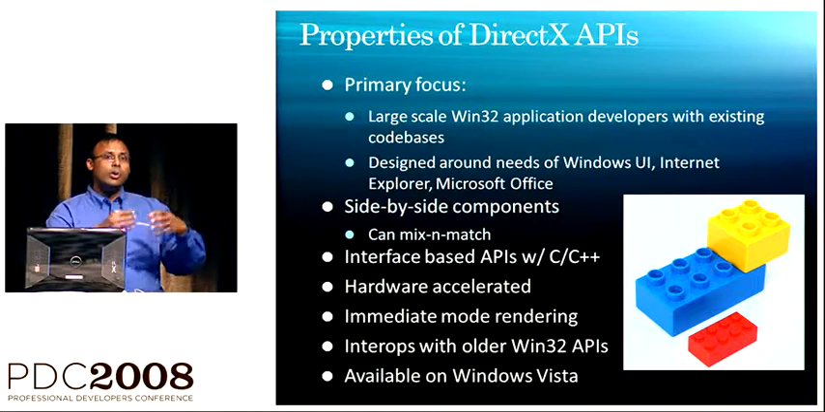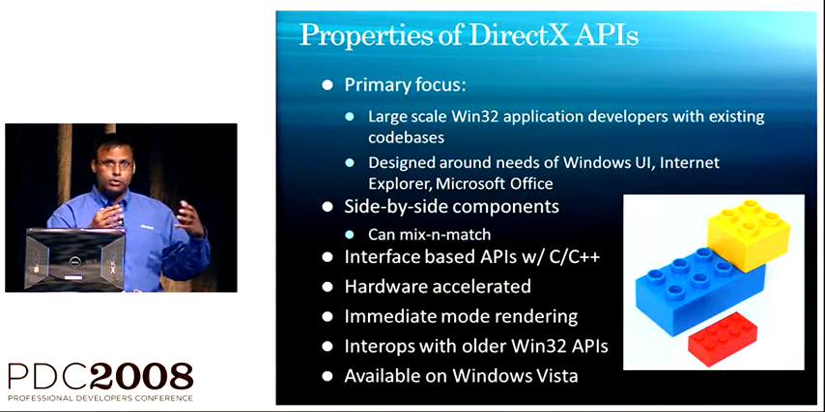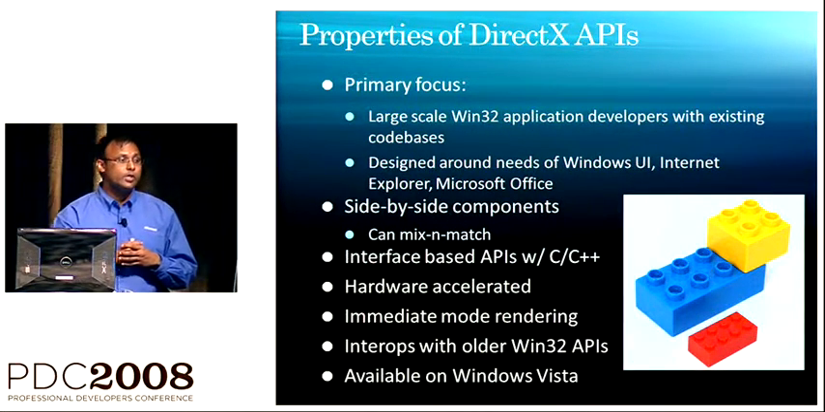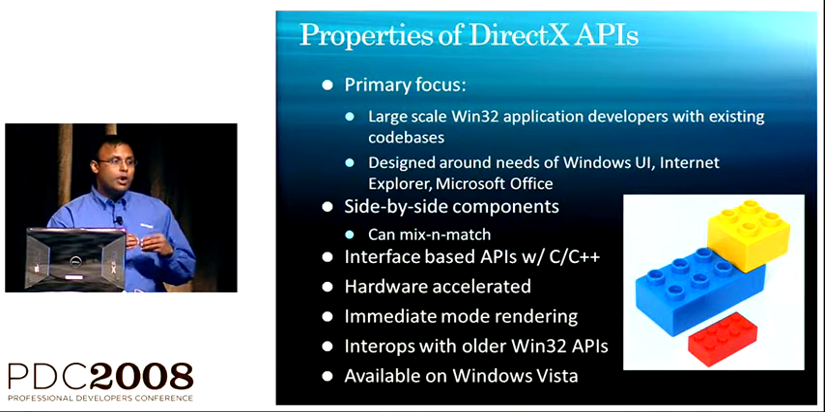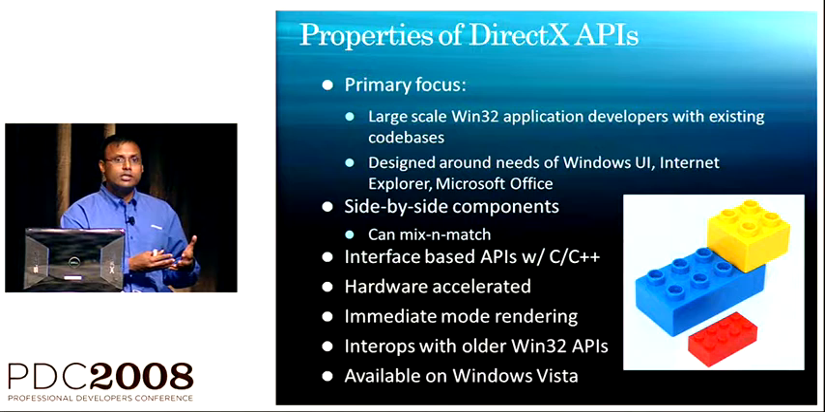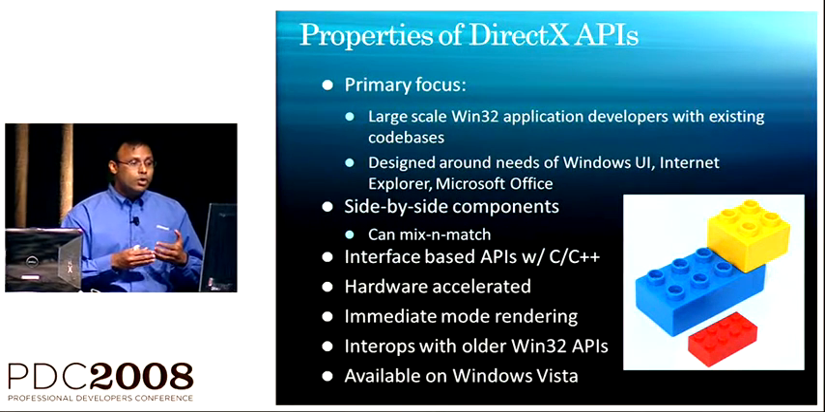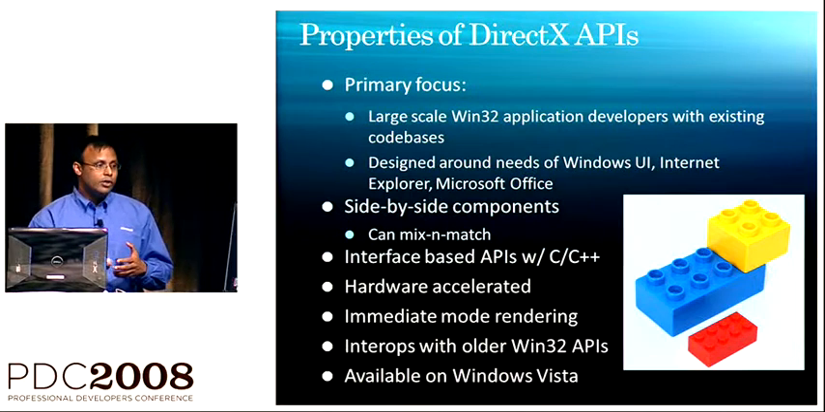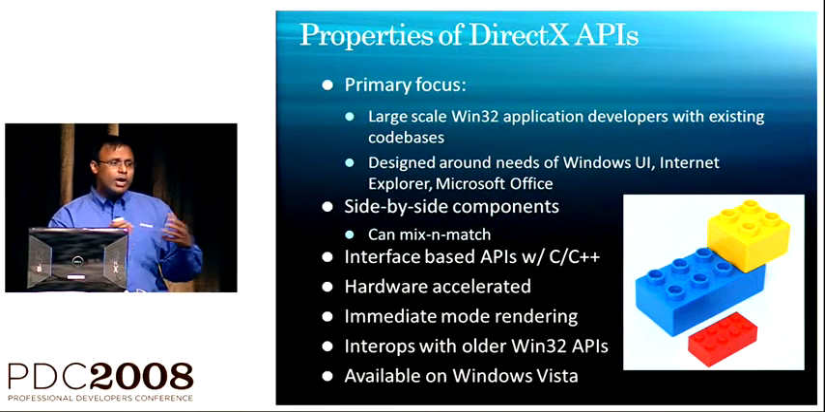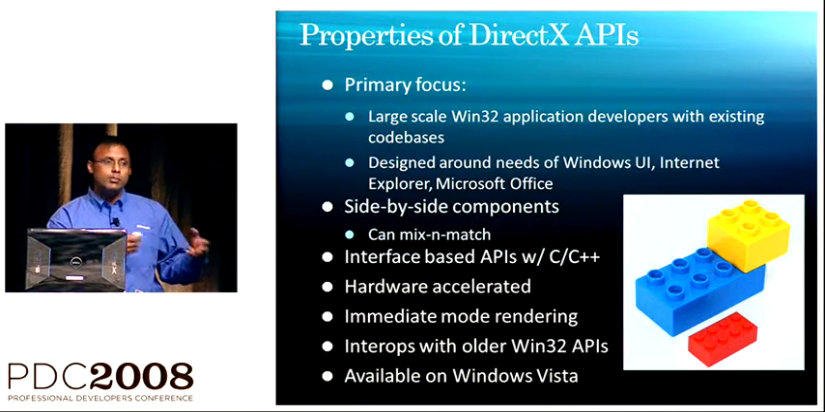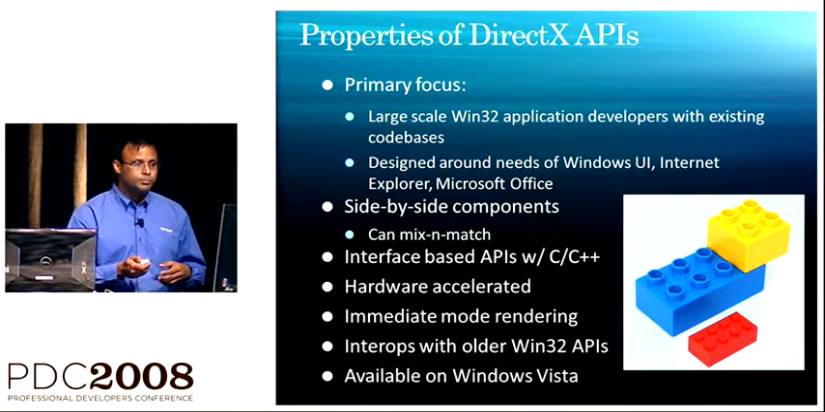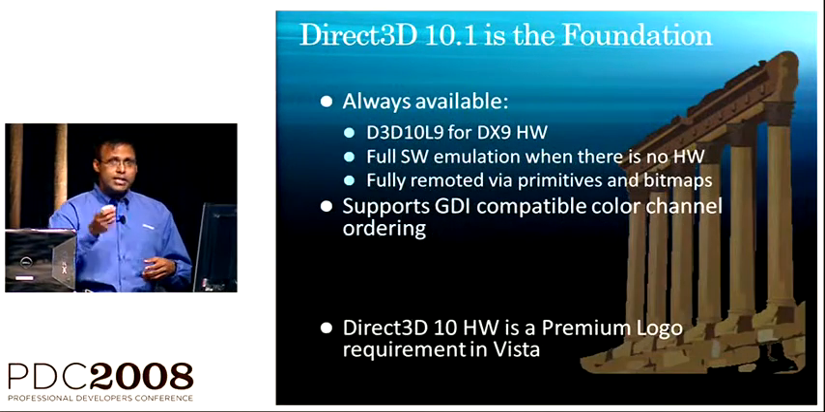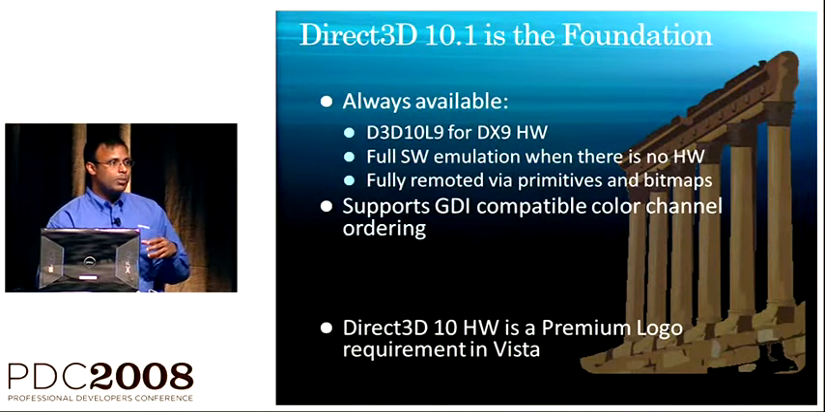That means that you will have to build retained mode scene graphs for your applications in case you need that. But most important, because we are targeting applications that have existing Win32 code, a big investment was made to make them interoperate with older Win32 APIs. And we are making all these APIs available down level on Windows Vista as well. So let's take a look at each of these APIs one by one.